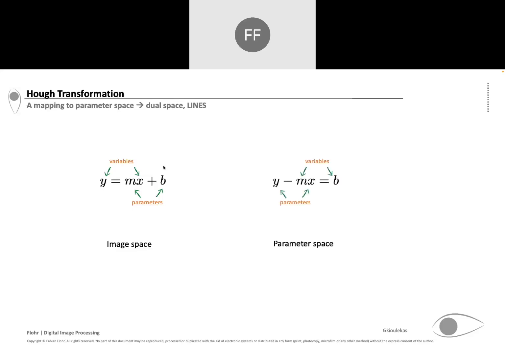But there's also the parameter space, and the parameter space switches the roles of parameters and variables, just simply. And this is a kind of a dual problem. So by switching the role of those parameters and variables, we end up in the parameter space. And now our parameters are the former image locations, y and x, and our variables are m and b. So you would ask now what helps us that.